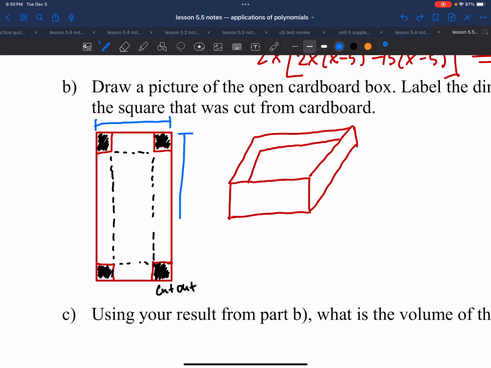So, I'm sorry, I want to make that straight. Can you make that straight, please? Oh my gosh. Make that straight. That's better, thank you. So we'll call that 15. We'll call that 10, right?